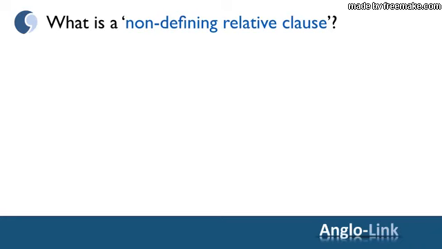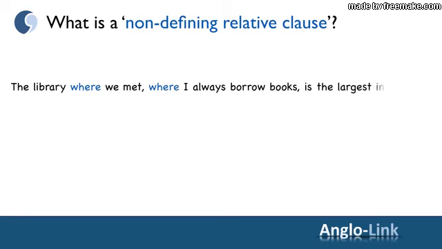A final example. The library where we met, where I always borrow books, is the largest in the city. Let's drop the non-defining relative clause, where I always borrow books, and we have a complete sentence. The library where we met is the largest in the city.